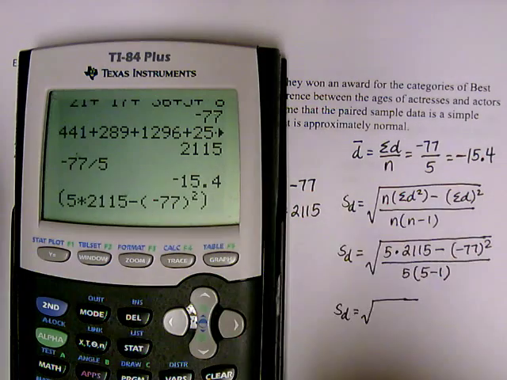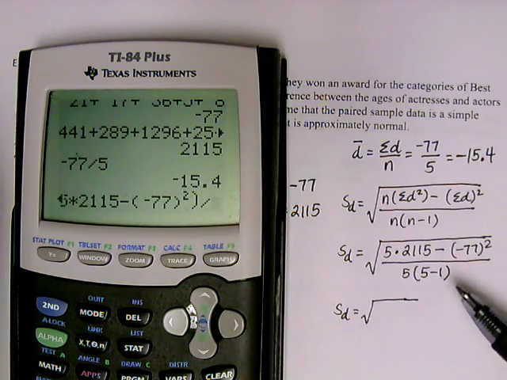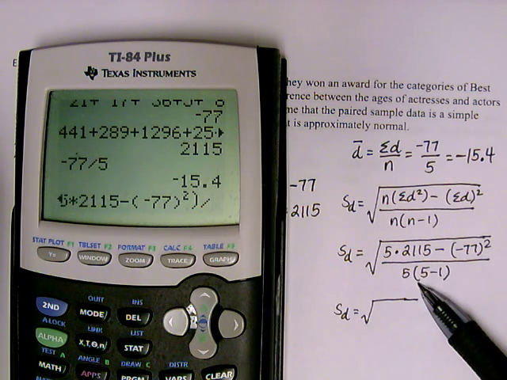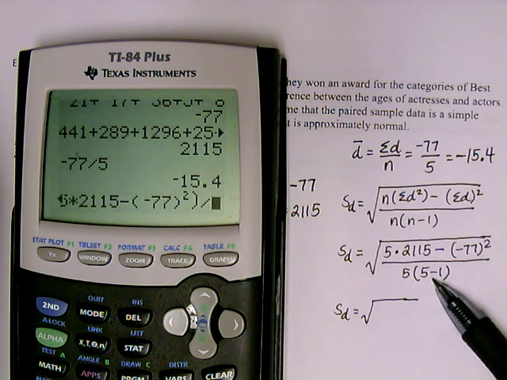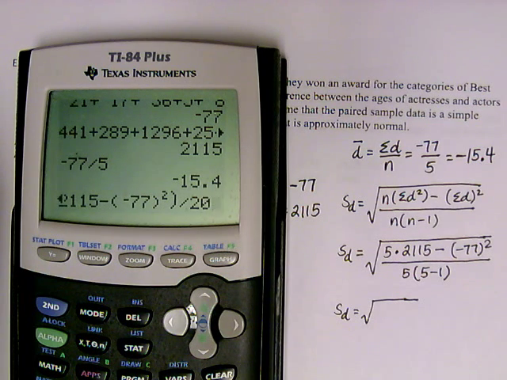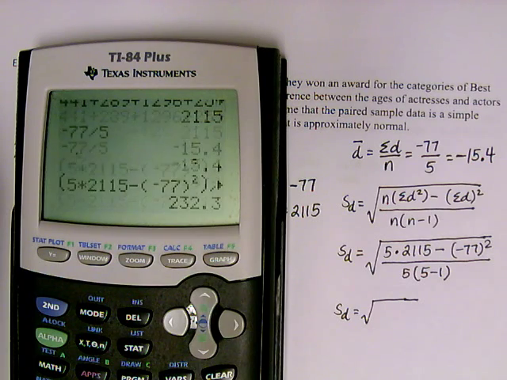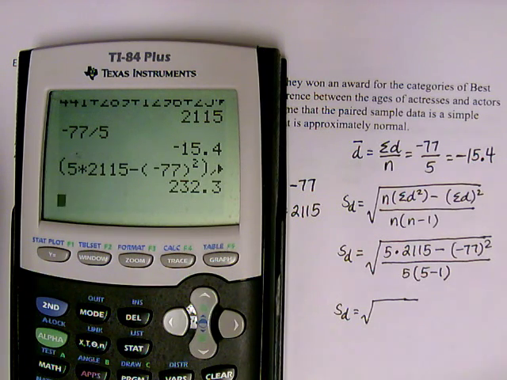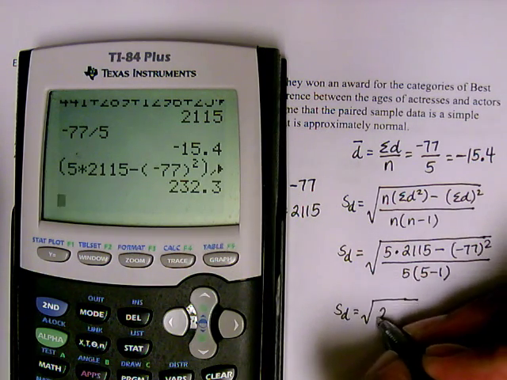So all of this will be divided by, now let's do this denominator mentally. Well, I got 5 parentheses, 5 minus 1. If I do 5 minus 1, that's going to be 4. 4 times this 5 that's in front would be 20. So your denominator there will be 20. Then we're going to hit enter. And this will be 232.3.